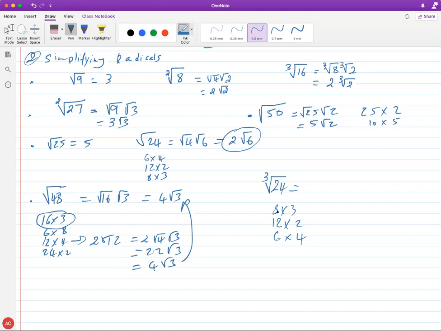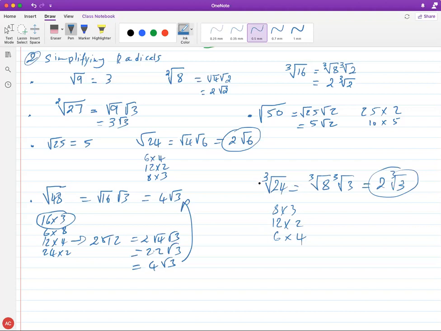Which one of these has a cube? 12 and 2, not a cube. 8 and 3. This one. Again, we're talking about index 3, not square. So not this, but actually this. And you have to write your index whenever it's different than 2, it must be written. Of course, this is the cube root of 8, which is 2, and this stays here. And that's as simple as you can get.